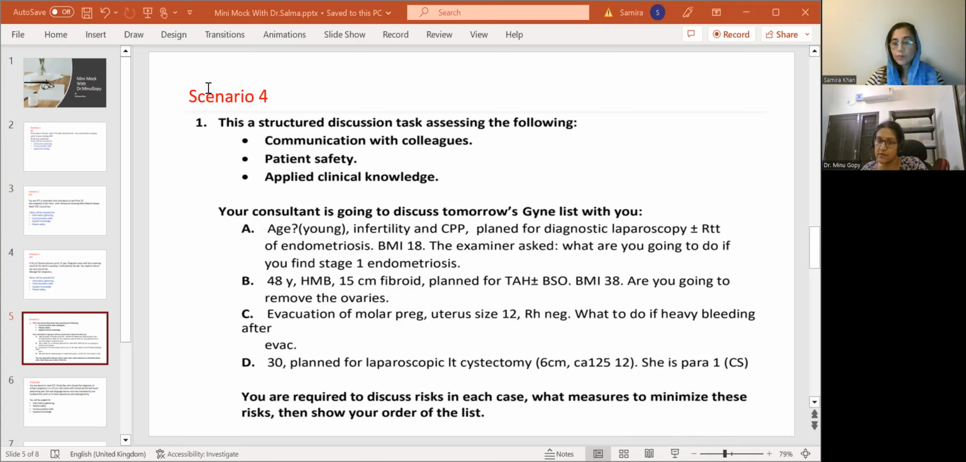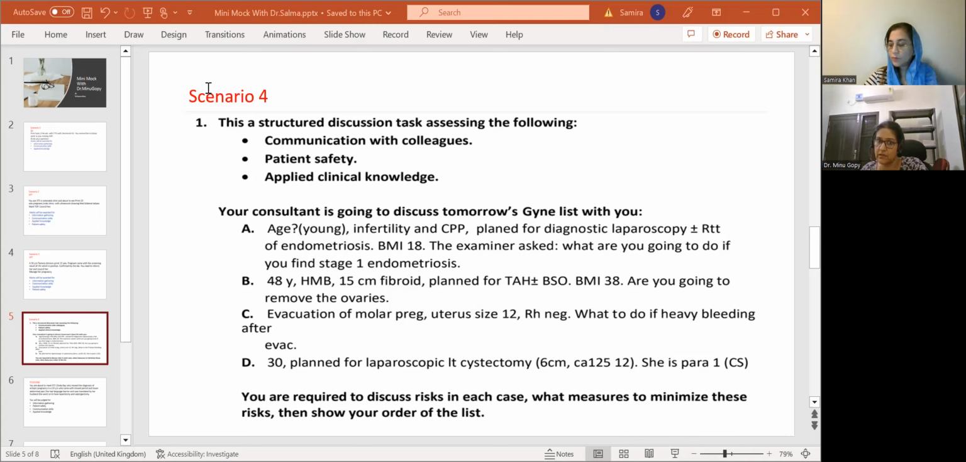Now, going to the second case, she's 48 and she's posted for TAH, total abdominal hysterectomy with plus or minus bilateral salpingo-oophorectomy, the indication being a 15 centimeter fibroid. So, preoperatively, I would like to rule out any surgical risk factors and also medical comorbidities. BMI is 38. So, that is the risk factor for her.